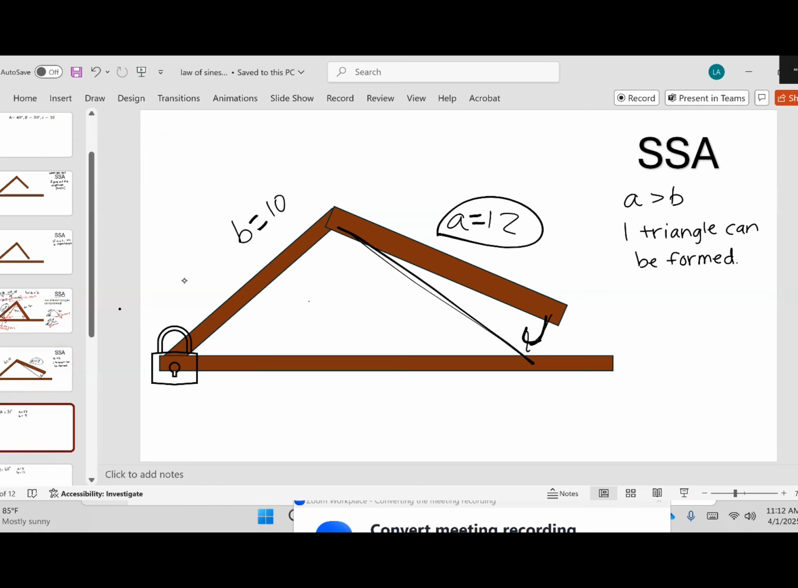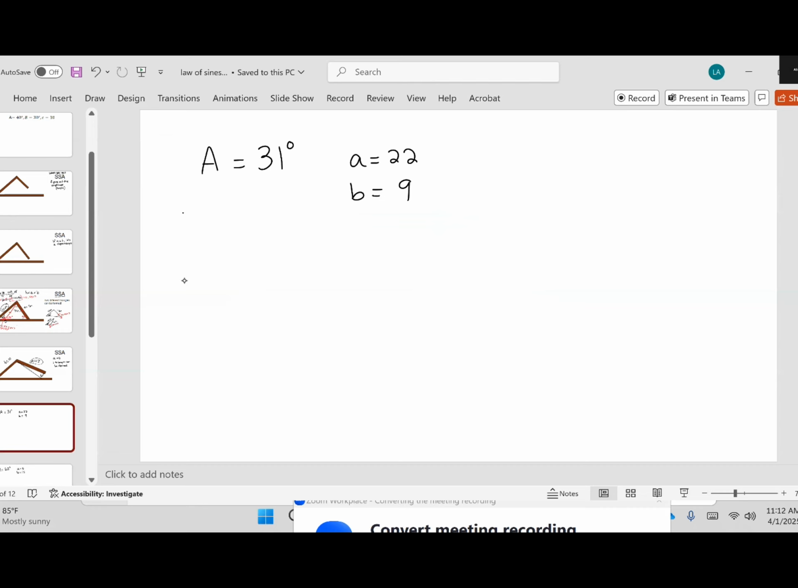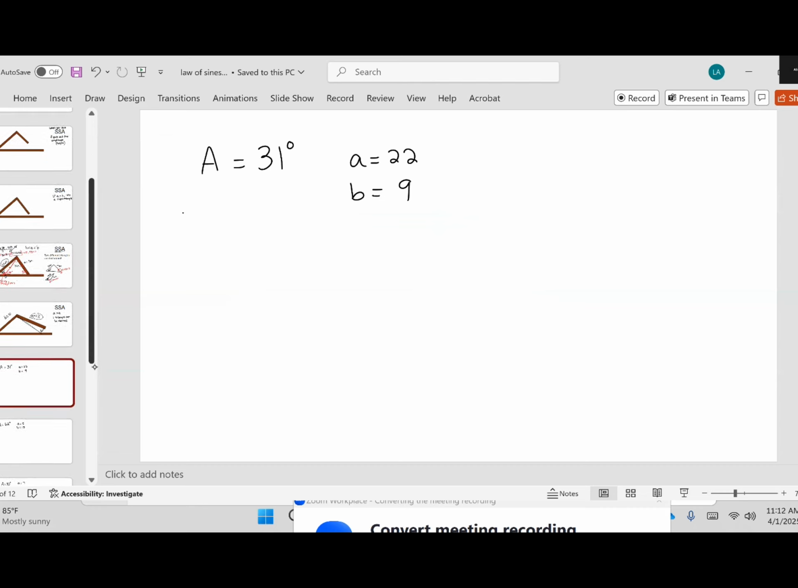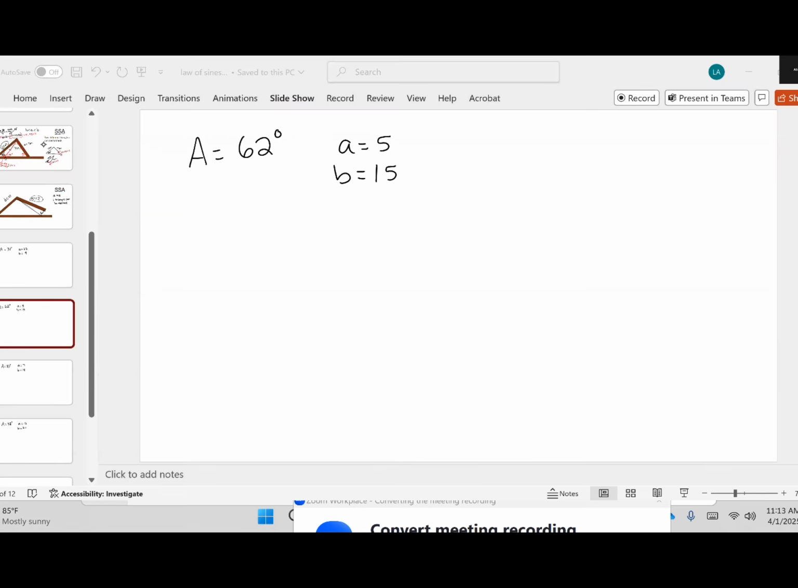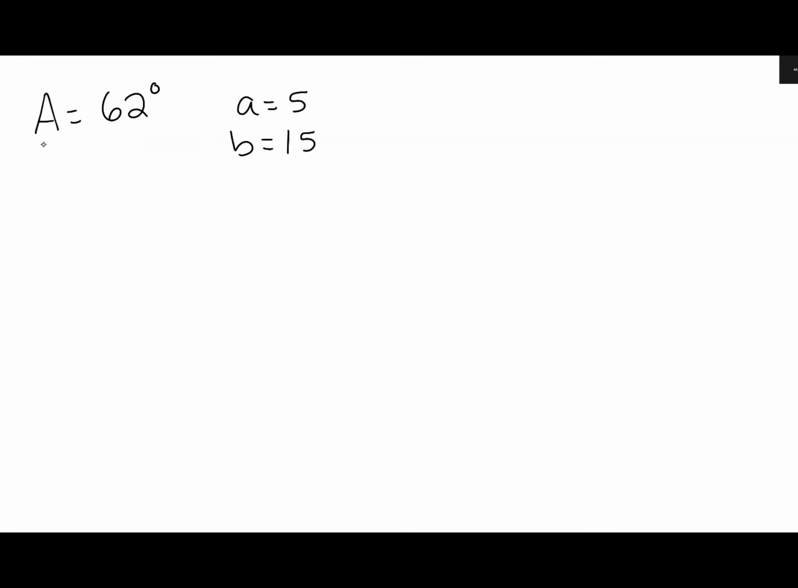So in your notes, guys, you have this problem. Go ahead and try to do, let's do this one. Try to do this problem in your notes, and then we'll come together.